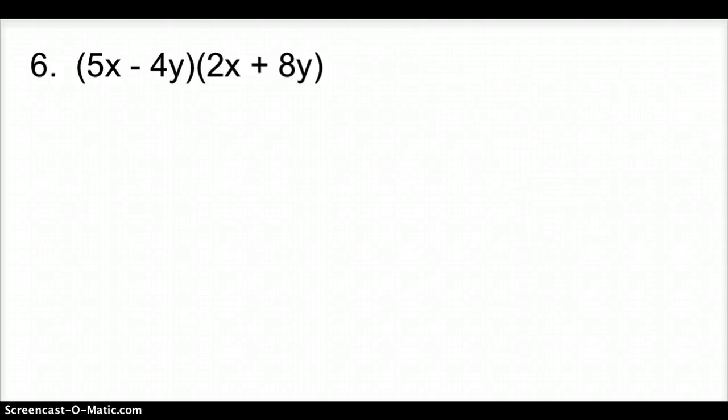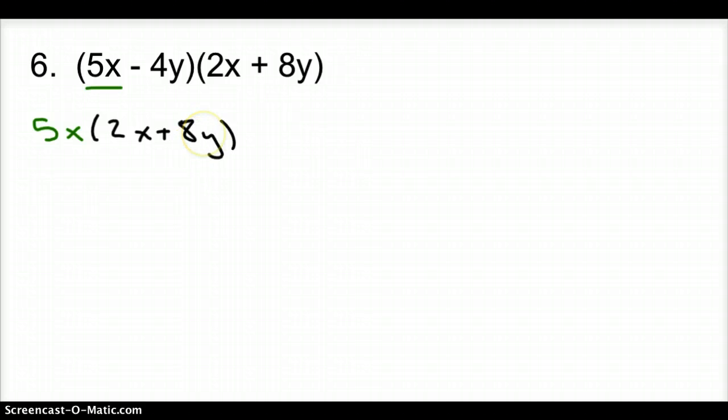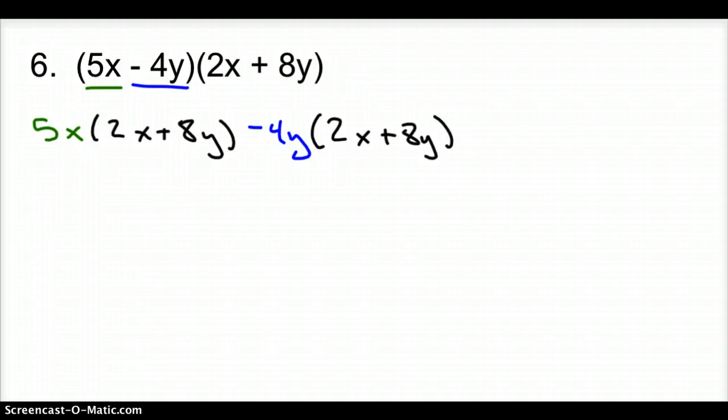And one more example here. I'm going to do this one by breaking apart this first binomial, just like the second example that we did. So I'm going to take 5x, and I'm going to take it times this whole guy, so it's going to be 2x plus 8y. And now it's a minus in the middle, so it's a minus right there, so it's a minus 4y, and then take it times the whole second thing, so it's 2x plus 8y. And then once we separate it like this, it's just like what we've been doing for the past 3 days, and you guys have been rocking it out.